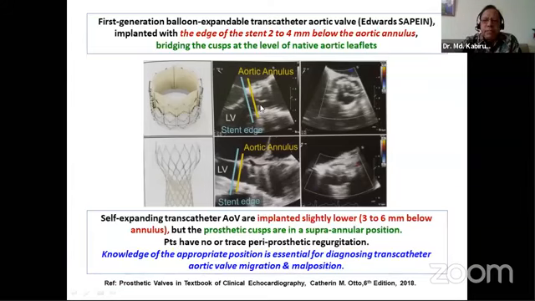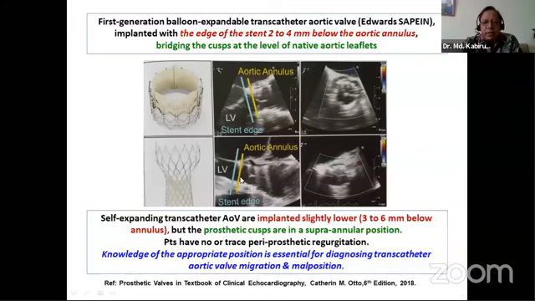And the valve bridging of the cusp is at the level of the native valve annulus. This is the prosthetic valve cusp, but it is at the level of the annulus. But for CoreValve, you can see the valve is supraannular. This is the annulus. This is the prosthetic valve cusp. So this placement is supraannular, and the stent edge is lower than this.